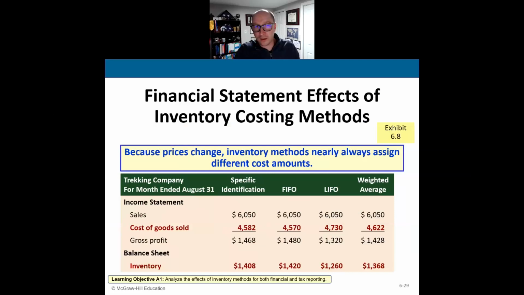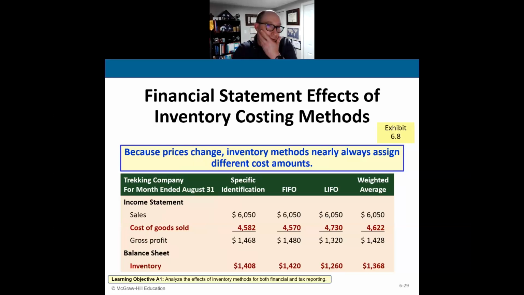So if we look at a side-by-side comparison of all four methods using our example of the August data from the bike shop, we can see the difference in cost of goods sold. Based off of this information, we've got to figure out which one's the best one to use for the bike shop. Sales minus cost of goods sold equals gross profit.